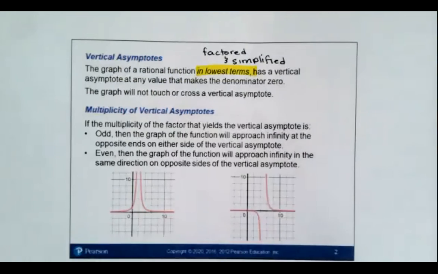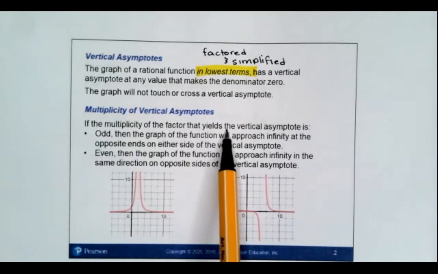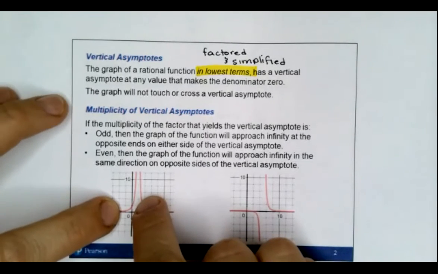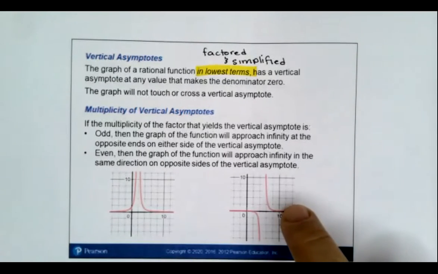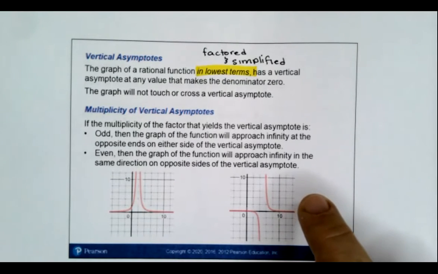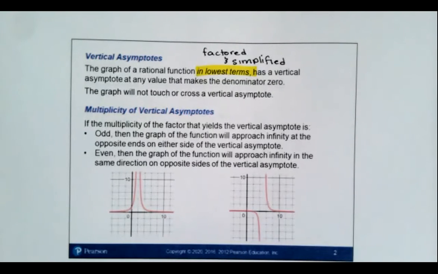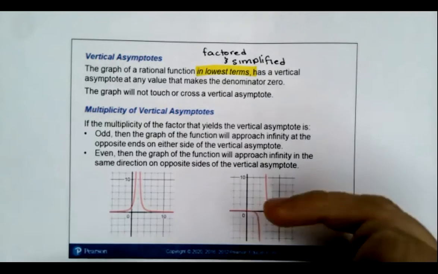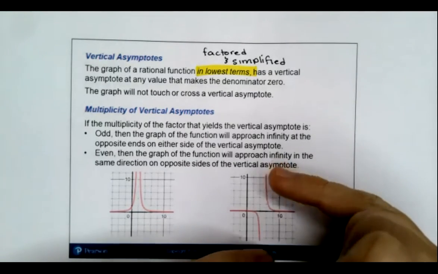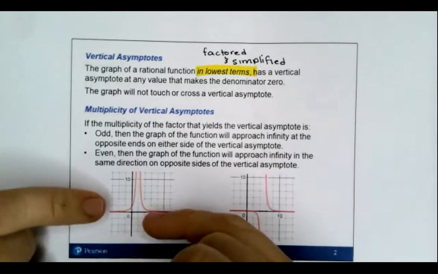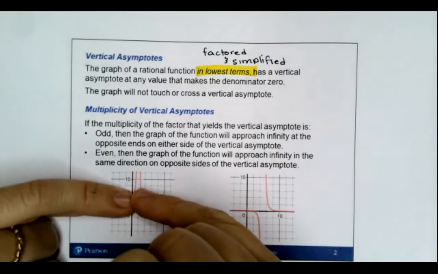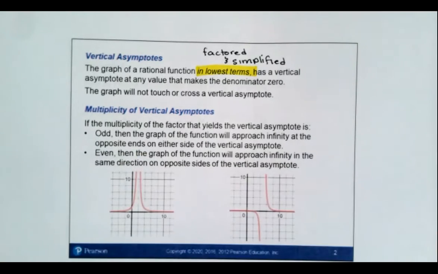Now, multiplicity of vertical asymptotes. We talked about multiplicity in 5.2. The multiplicity is just the exponent that factor is raised to. Okay. If the multiplicity of the factor that yields the vertical asymptote is odd, then it approaches infinity on opposite sides of the vertical asymptote. If it's even, then the graph of the function will approach infinity in the same direction on both sides of the vertical asymptote.